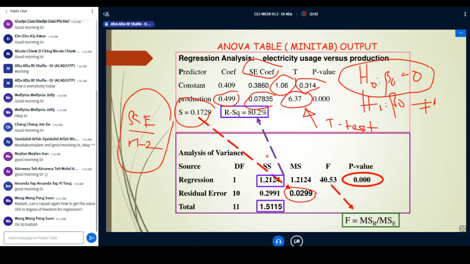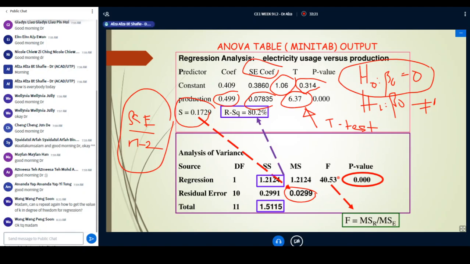So this is how we interpret the regression analysis table. At the end of the day, what we just want to say is that the model that we get is a good model, meaning that the model is acceptable based on the data set that you have. So we can use that model to make some prediction or whatever we would like to do with the model. Any questions on that?